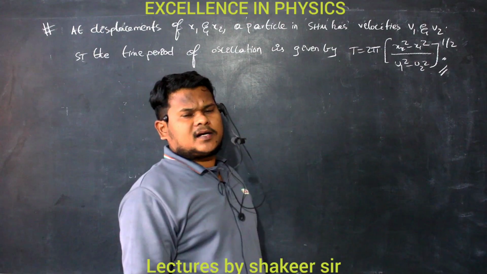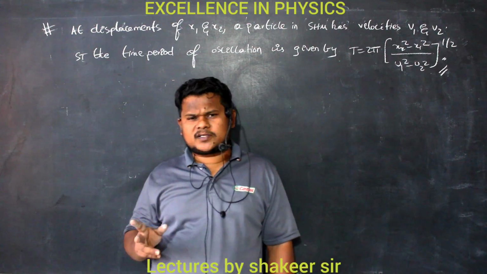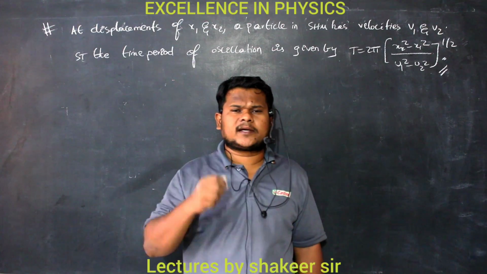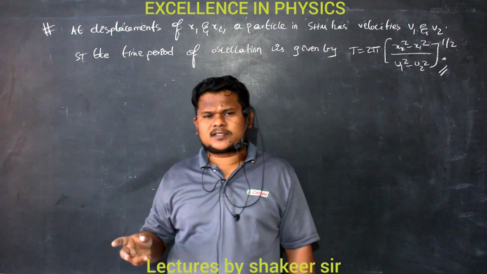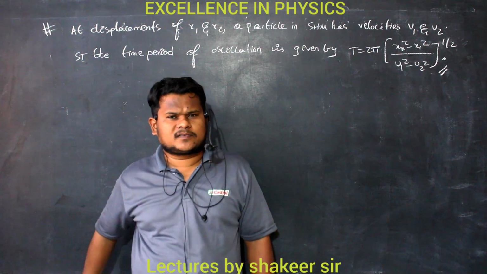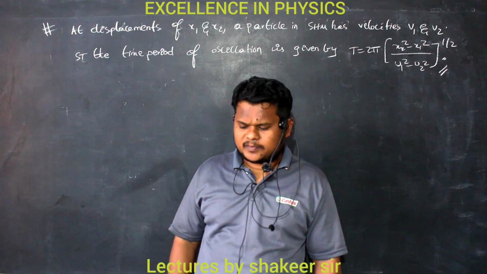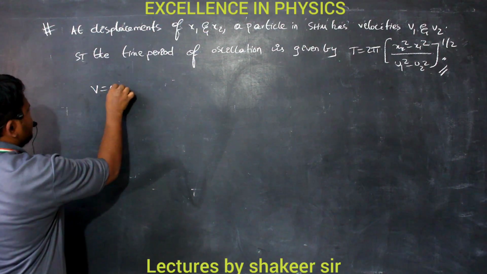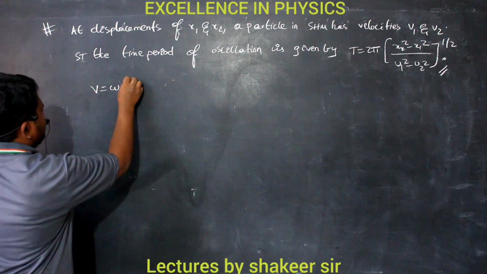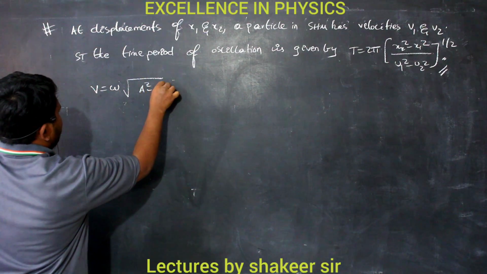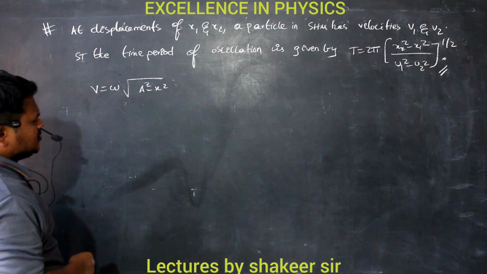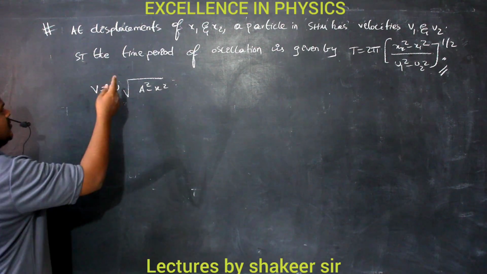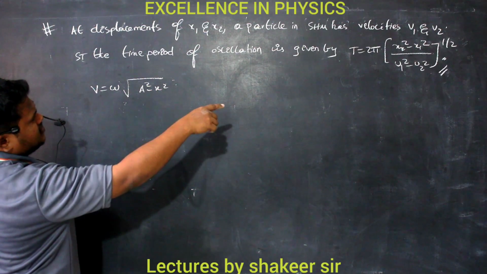Already previously we have studied two equations of velocity, no? One equation of velocity depending on time and another equation of velocity depending on displacement of the particle from the mean position. So what is that equation? v = ω√(a² − x²). This was the relation which gives a relation between velocity and displacement. I will try to write these equations also.